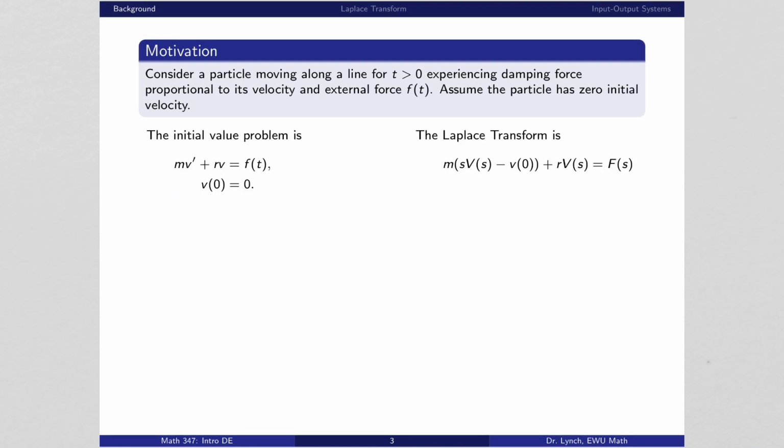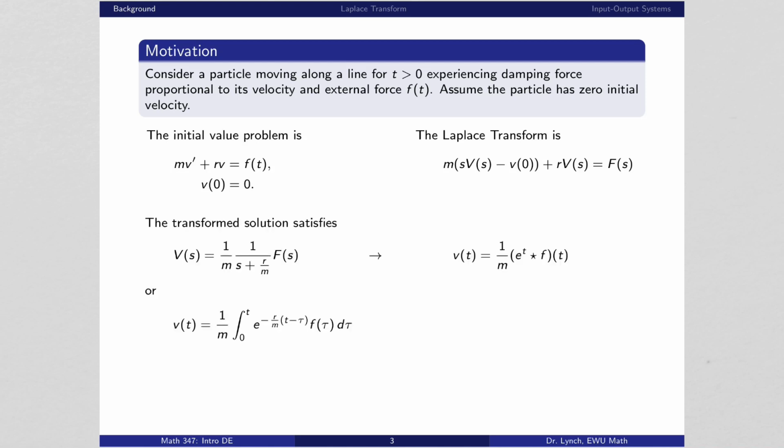Together with the initial condition, v of 0 is 0, we have a perfectly good initial value problem for which we can identify the Laplace transform, solve for the transform of the solution, and write the velocity as a convolution. This transform, 1 over s plus r over m, is the transform of e to the minus r over m t. In any case, the convolution theorem gives us the solution, which is the integral of this exponential times the forcing function.